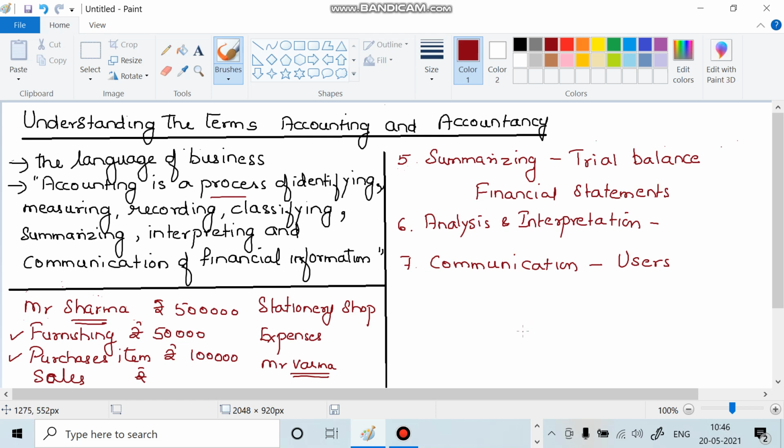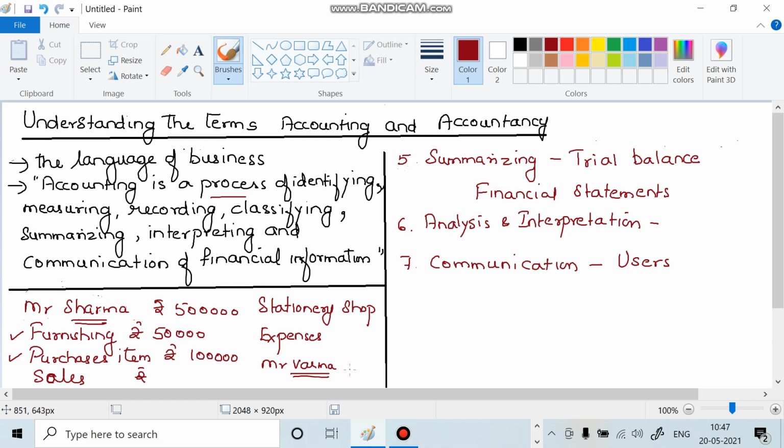There are several users. One of them, as I told you, is Mr. Sharma, whereas there are other users like Mr. Verma. An employee of the business also wants to know how the business is performing so that he knows whether he will get a bonus this year, whether he can stick to this business, whether there is any opportunity for growth for him in this business, or whether the business is going to get shut down, in which case he will have to start looking for alternative employment. So like that, Mr. Verma, an employee, is also a user of accounting information.